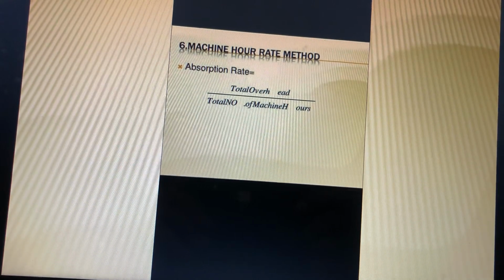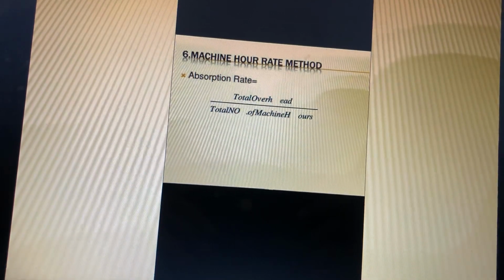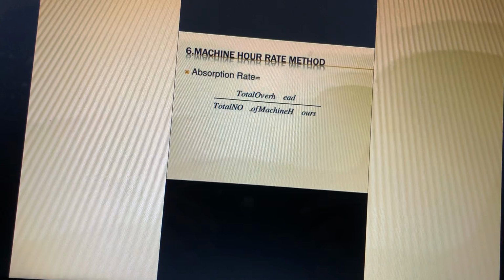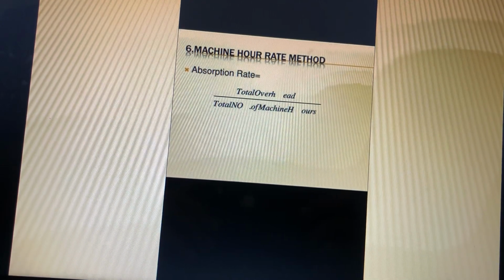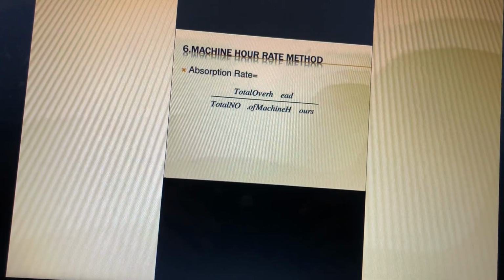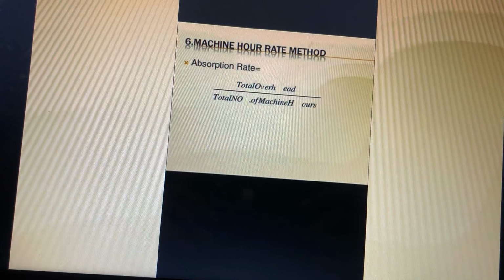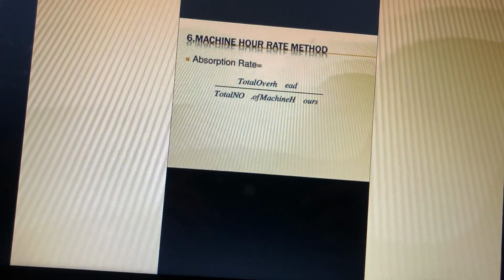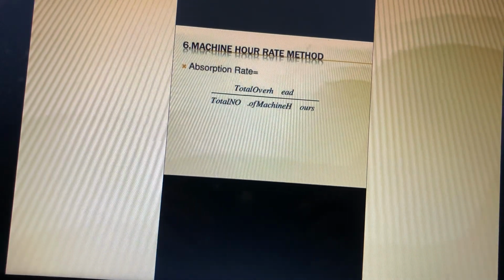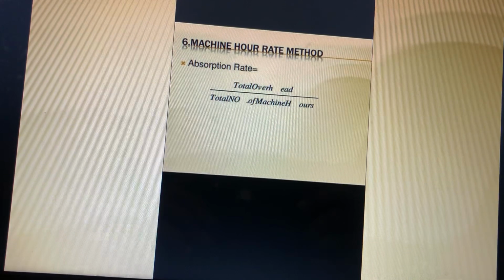Next is the machine hour rate system. The information required for calculation of the machine hour rate is the cost of the machine, cost of installation of the machine, scrap value if any, life of the machine in hours, standing charges like rent allocated to this machine, repairs and maintenance of the machine, power consumption, setup time, cost of lubricants applied on the machine, and insurance premium on the machine, if any.